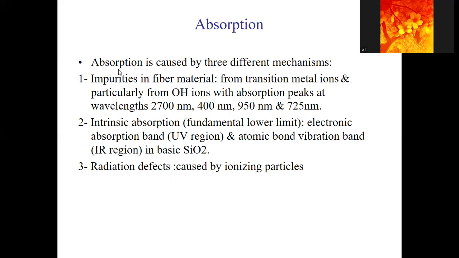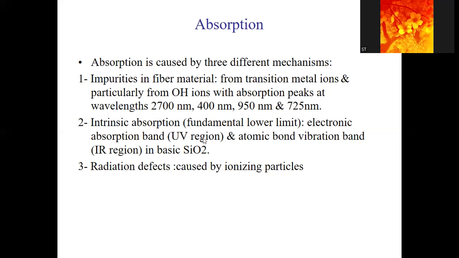So, what do you mean by impurity in fiber material? It means there exist some impurities inside the glass material or fiber material that will cause the absorption of metal ions at 2700 nanometer, 400 nanometer, 950 nanometer, and 725 nanometer. So, because of the presence of impurities in the fiber material, absorption is caused. This will result in the attenuation of the optical signal.